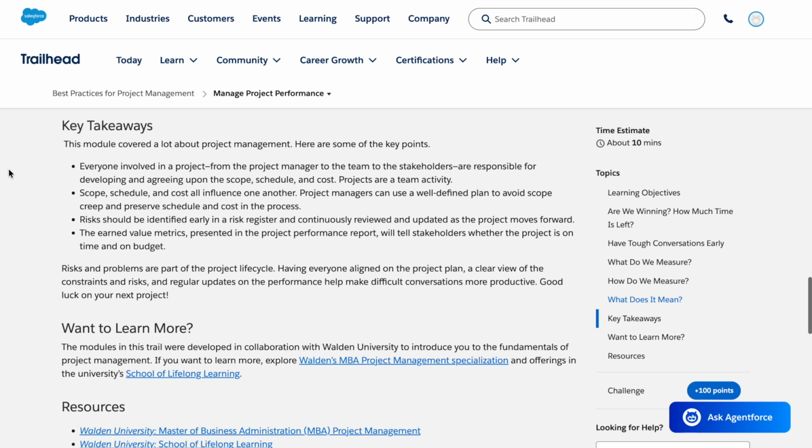Project managers can use a well-defined plan to avoid scope creep and preserve schedule and cost in the process. Risks should be identified early in a risk register and continuously reviewed and updated as the project moves forward. The earned value metrics presented in the project performance report will tell stakeholders whether the project is on time and on budget. Risks and problems are part of the project lifecycle. Having everyone aligned on the project plan, a clear view of the constraints and risks, and regular updates on the performance help make difficult conversations more productive. Good luck on your next project.